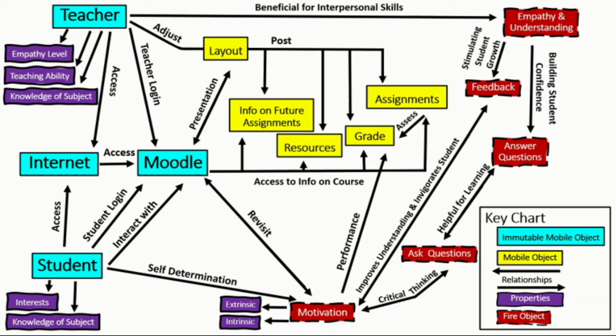And I have that connected to motivation, and why I have arrows pointing back and forth is because feedback makes you more motivated because it's external, and then motivation to get the feedback and actually read it is coming from the student. So that's why there's an arrow back and forth.